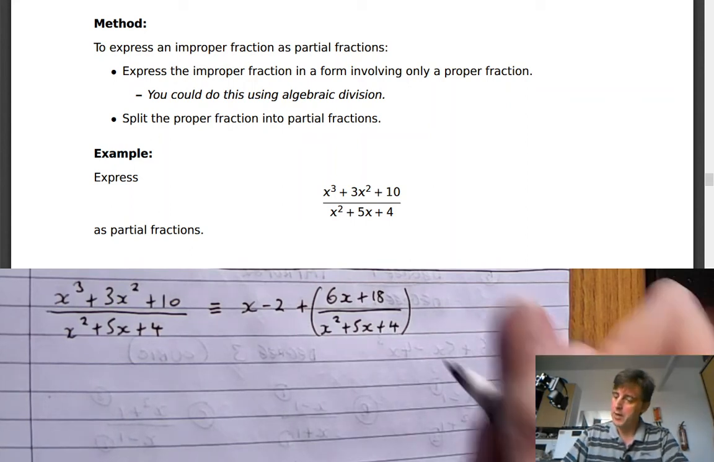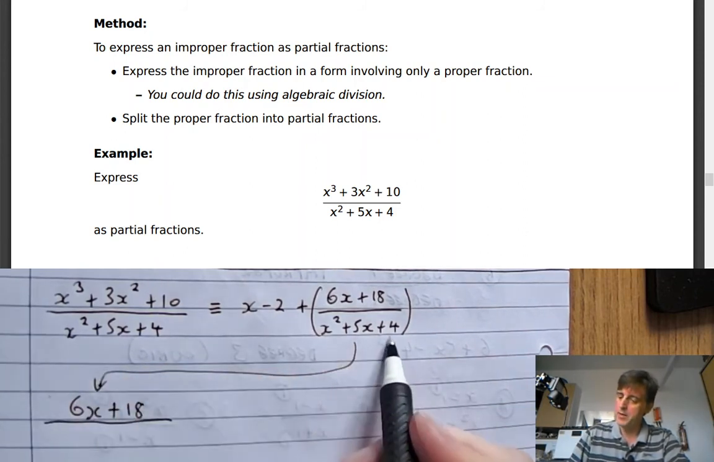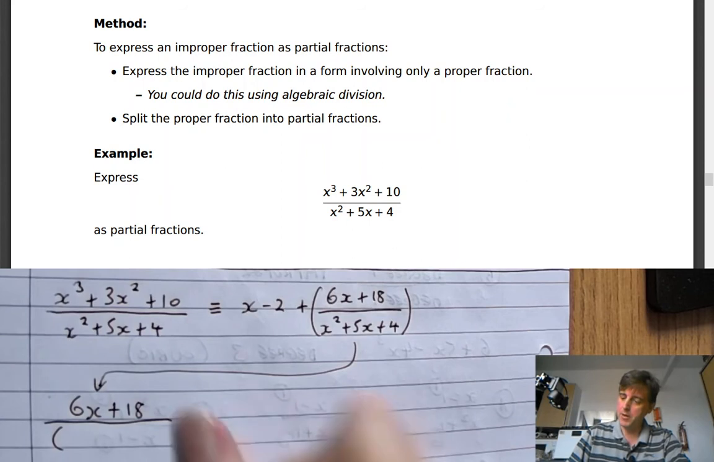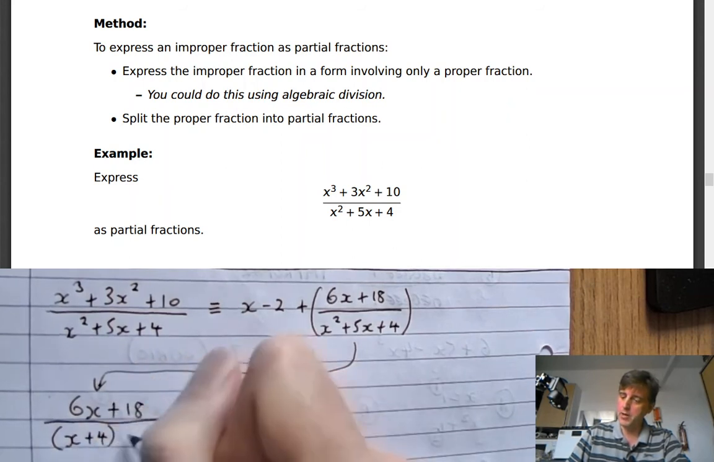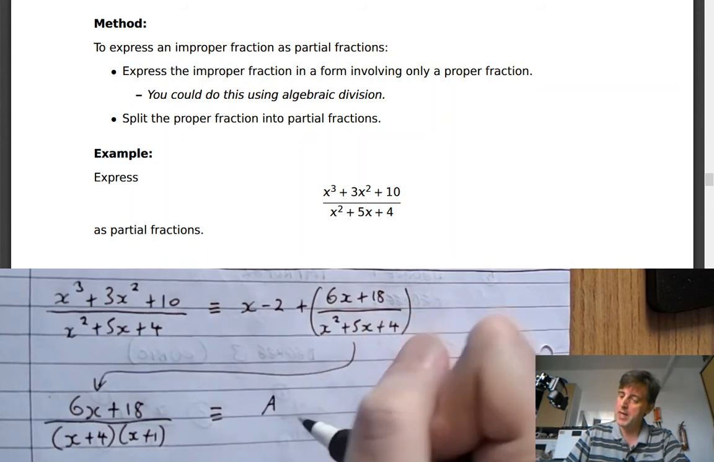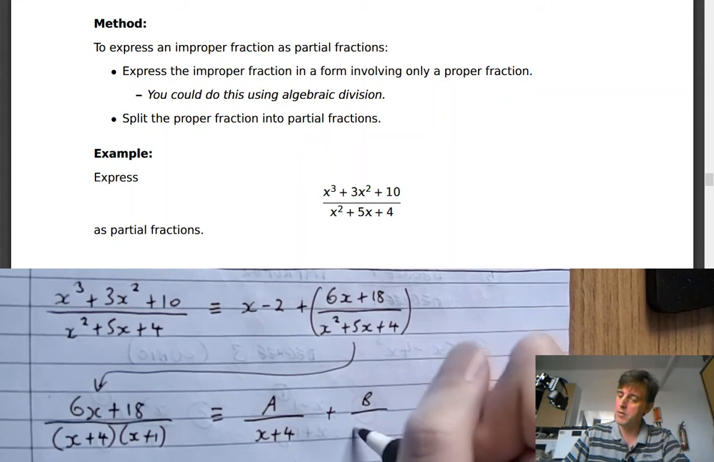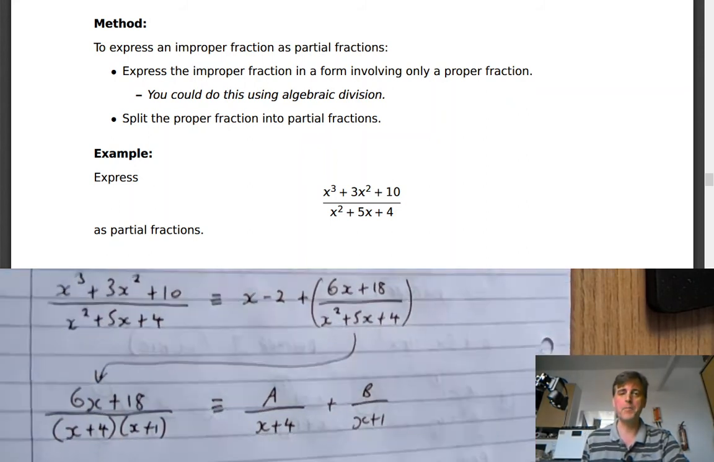So let's take this fraction here, and let's see if we can just put this into its partial fraction form. The first thing I want to do is factorize that denominator there. I think that's going to factorize to x plus 4, x plus 1, because that's going to allow me to say that my partial fraction form must be A over x plus 4 plus B over x plus 1, like that.